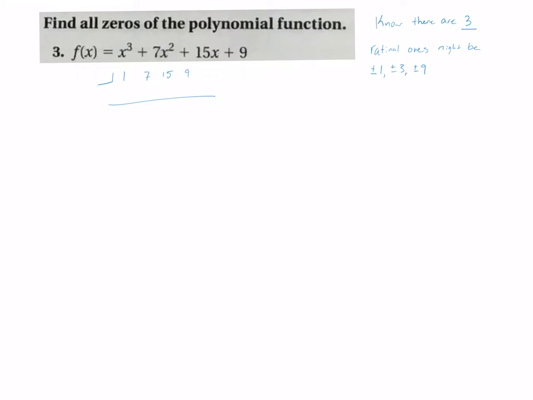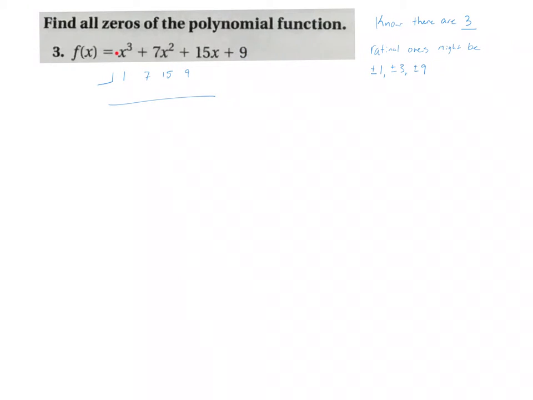So now this one says find all the zeros of the polynomial function. And because of the fundamental theorem of algebra, we know that there are going to be 3 roots, right? And from the previous lesson, we know that the rational ones are going to be plus or minus 1, plus or minus 3, or plus or minus 9, because my constant term is 9, which only has factors of 1, 3, and 9.